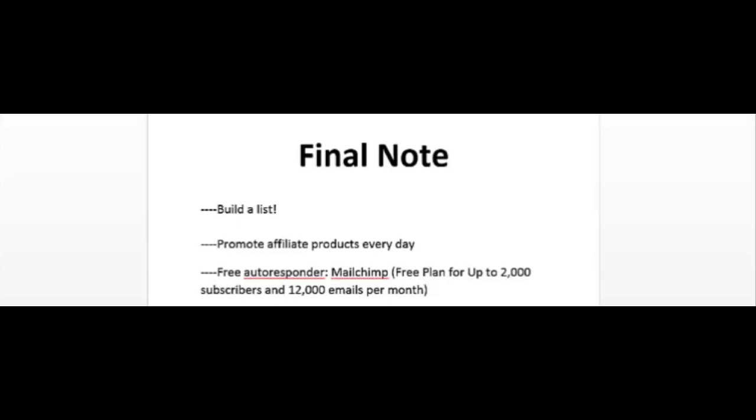Okay. Now, one thing that I forgot to mention in this video series is a free autoresponder that you could use, because when you're building a list, you need an autoresponder, as you know. And a good quality one out there that you could start out with a free plan is MailChimp. Okay, so they have a free plan for up to 2,000 subscribers and 12,000 emails per month. And so I'm assuming that after 2,000 subscribers, you'll be able to afford to upgrade to a paid plan with MailChimp or any other autoresponders out there.